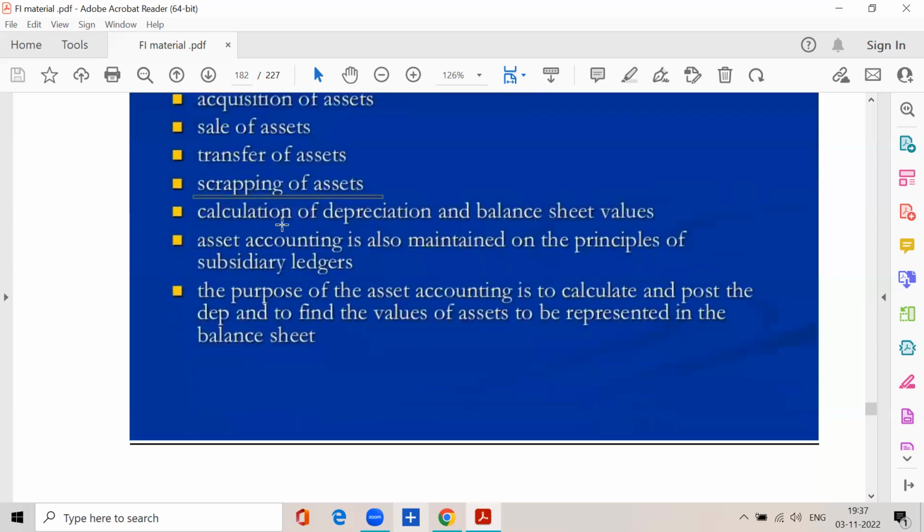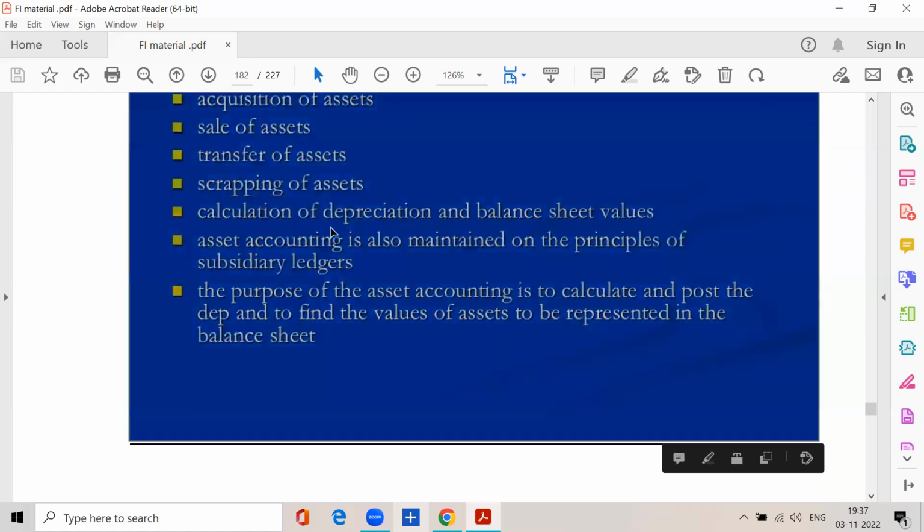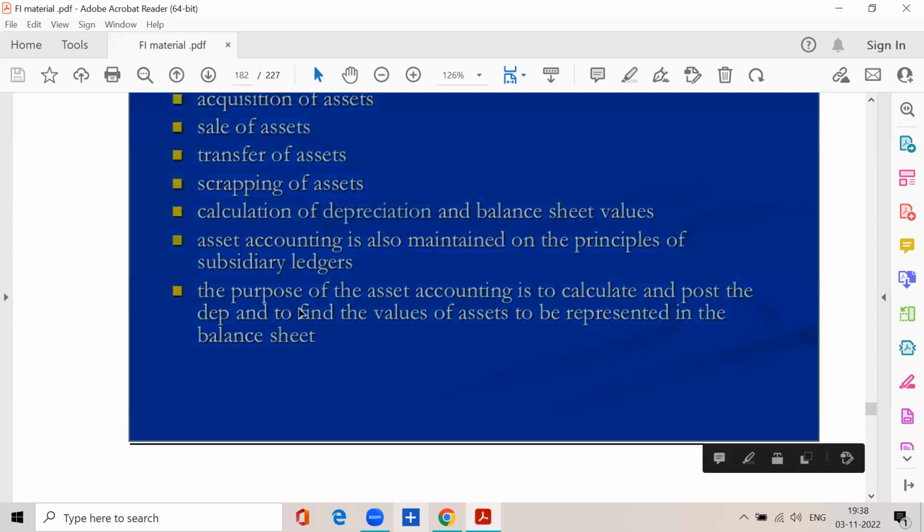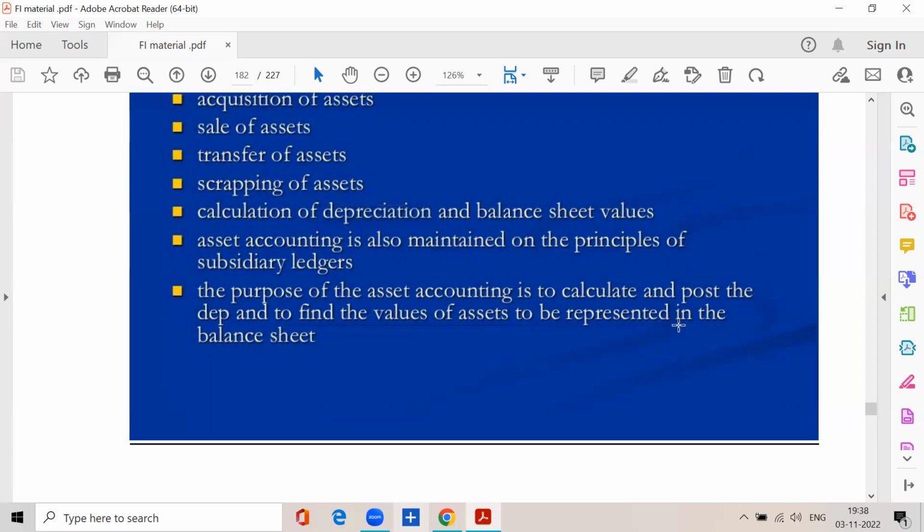Then calculation of depreciation and balance sheet values. It is the main purpose of asset accounting. See, from the fixed asset side, we have to calculate depreciation, and the depreciation is to be charged to the profit and loss account. Similarly, in the balance sheet, we have to display the fixed asset values. So at what values these fixed assets are to be represented in the balance sheet. So the main purpose of this asset accounting is to calculate and post the depreciation and to find the values of assets to be represented in the balance sheet.